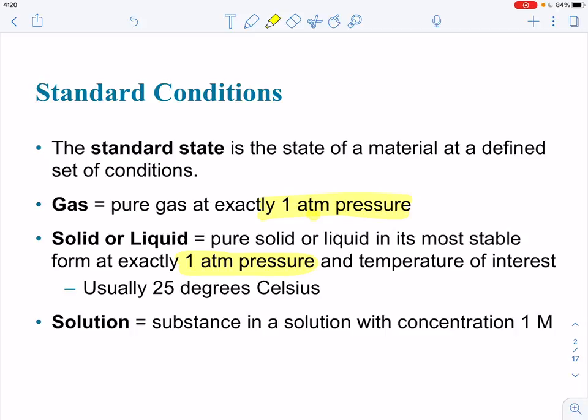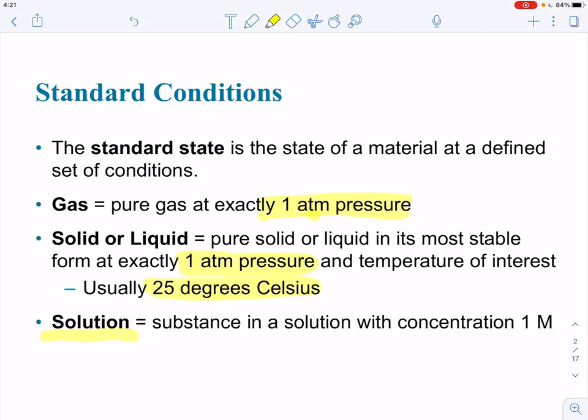But in this case, in particular for solids and liquids, you also define a temperature. Well, for a gas, you can also define a temperature, but usually for practical purposes, that standard temperature, so to speak, is going to be 25 degrees. So normally what you're going to find in tabulated tables is that those values, in this case entropy values, will be tabulated at 1 atmosphere of pressure and 25 degrees Celsius.